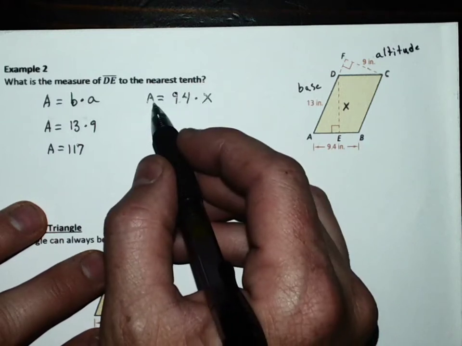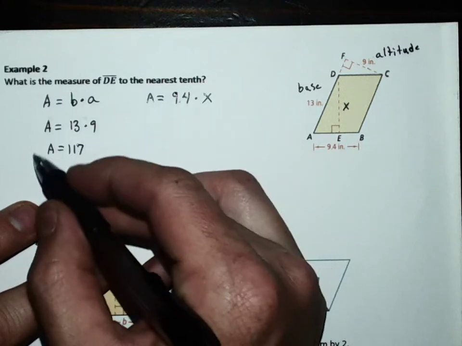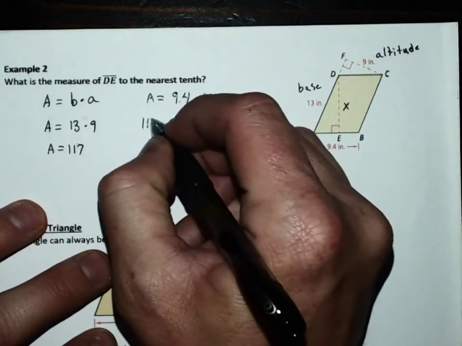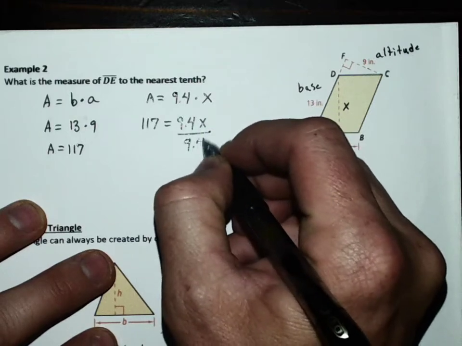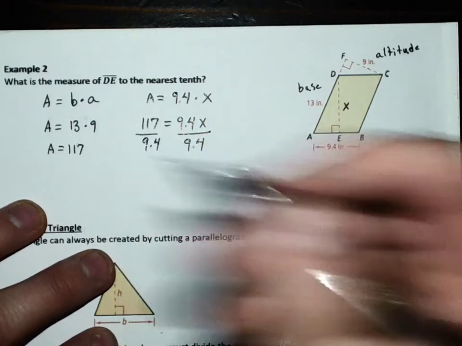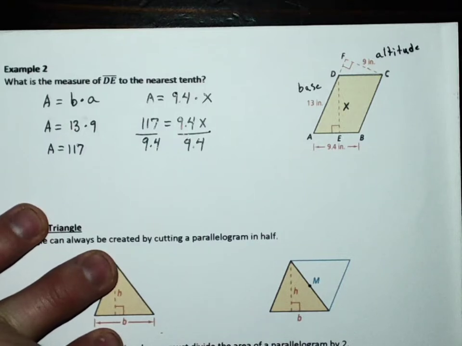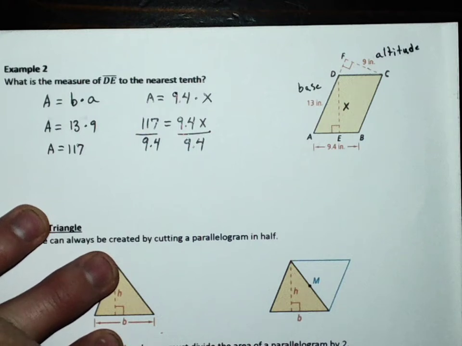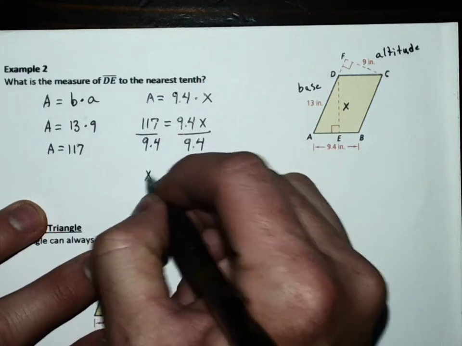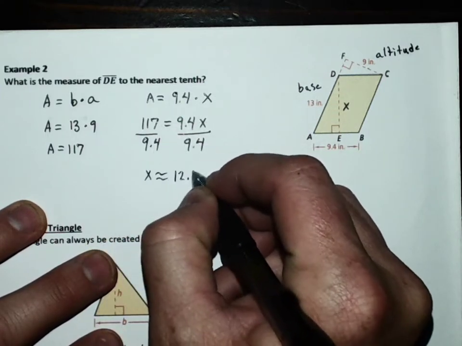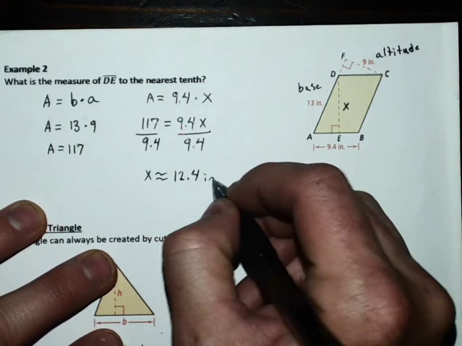X is the thing we're trying to find. But we know what the area is. We just found the area. The area must be 117. So now we have an equation that we can solve by dividing by 9.4. When you take 117 and you divide that by 9.4, you get about 12.4 to the nearest tenth. And that would be in inches.